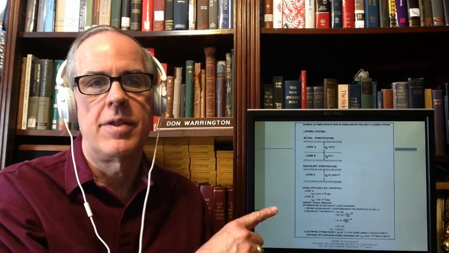If I have 2 layers next to each other, say 2 clay layers, I can combine them into one layer by applying this method. I don't present this very often, but there it is.